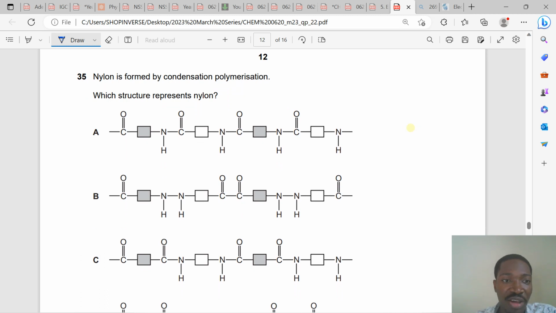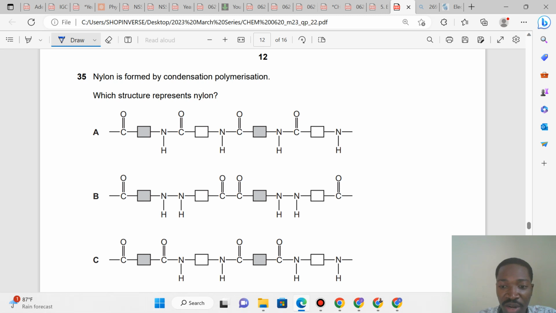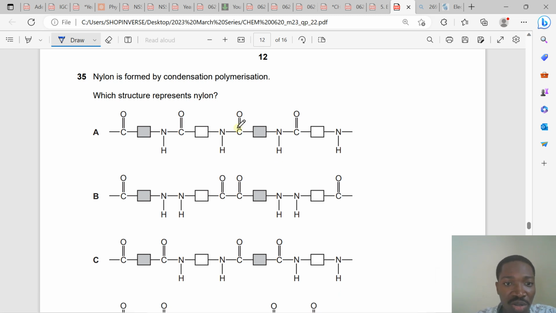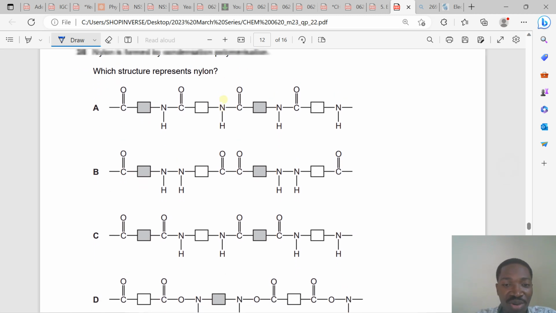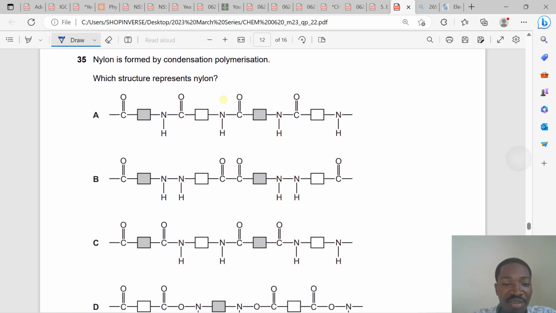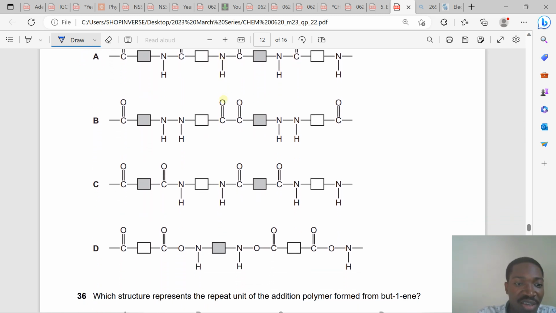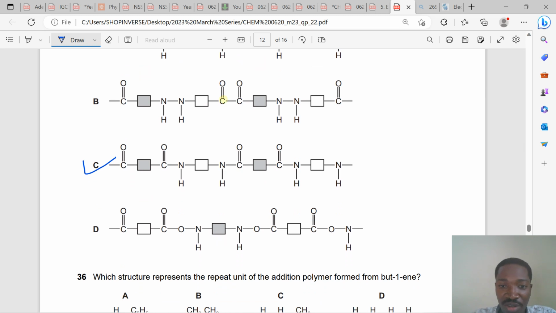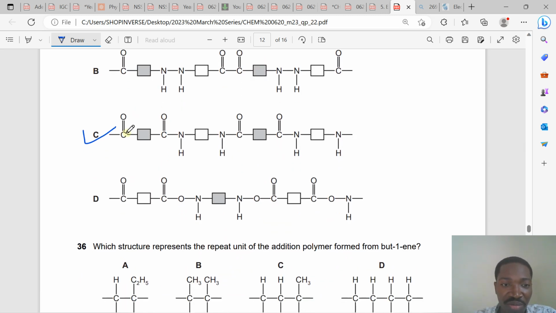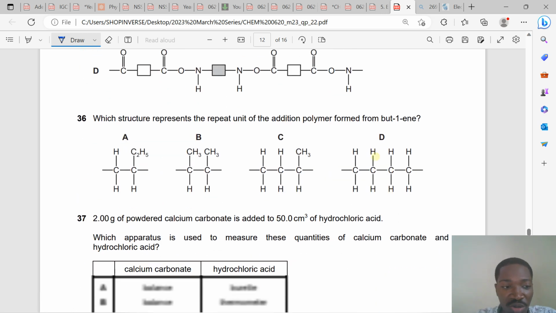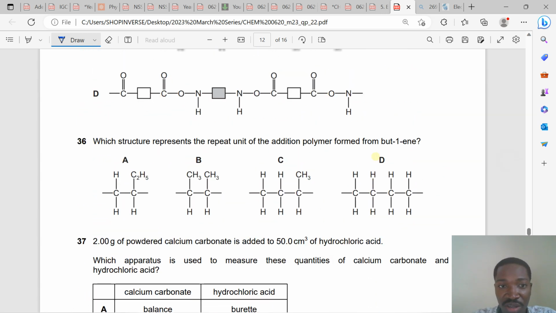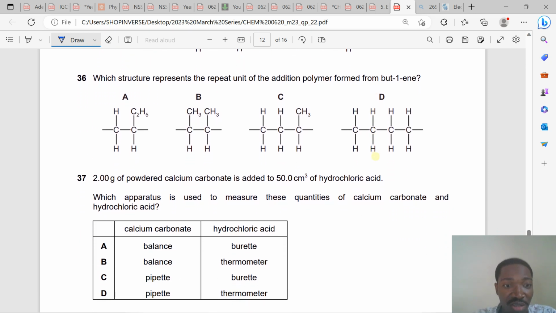We go straight to question 35. Nylon is formed by condensation polymerization. Which structure represents nylon? In this case, you just have to study the structure of various organic compounds, and the only correct answer here is option C. You have to try to understand the structure of various organic compounds, and nylon happens to be one of them whose structure you just have to understand. We go straight to question 36.